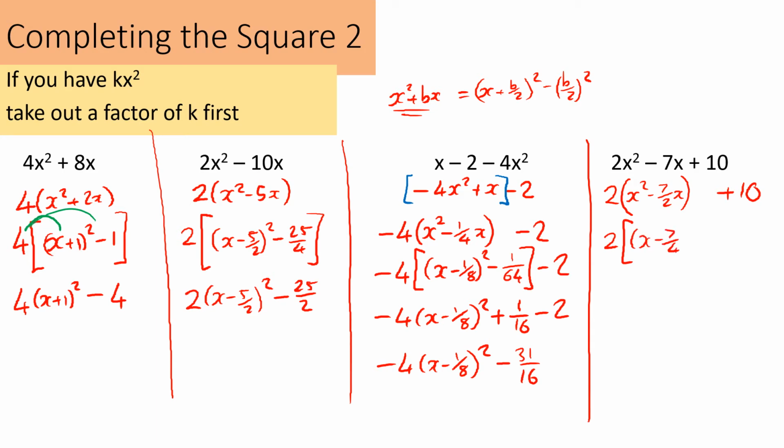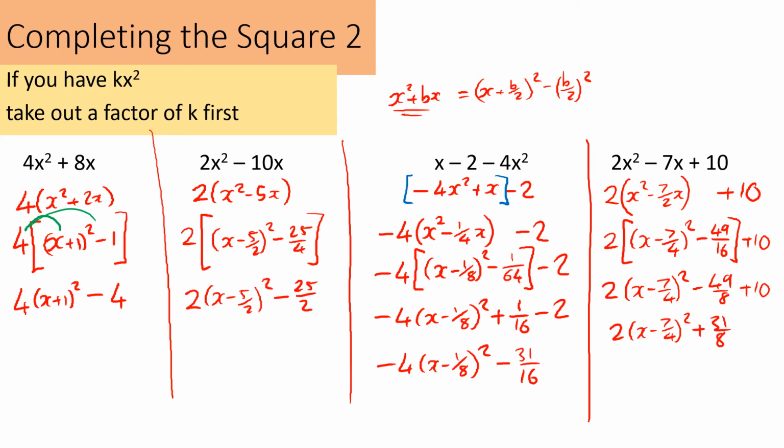So if you want to halve a fraction, you can just double the denominator, top tip. Square that, 49 over 16, 7 squared over 4 squared, and then plus 10. So we'll get overall 2 lots of x minus 7 over 4 squared minus 49 over 8 plus 10. And so overall we'll get another 31 plus 31 over 8.